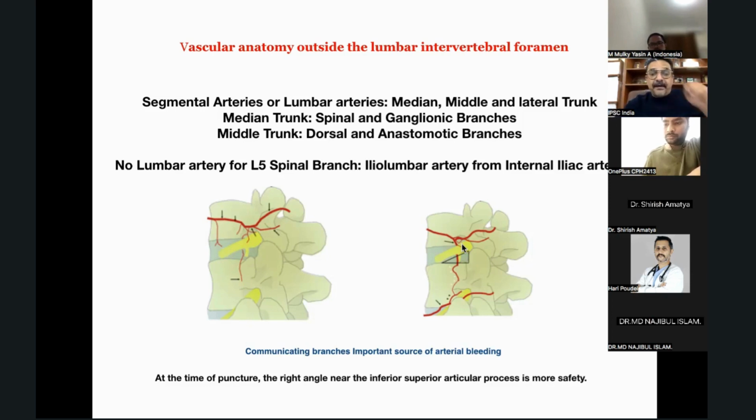And the biggest issue with this intraspinal artery is that it is difficult to control the bleeding. If you cut this artery, it is very difficult to control that bleeding, because the artery will retract and go behind the lamina, and it is very difficult to see the bleeding part of this artery.